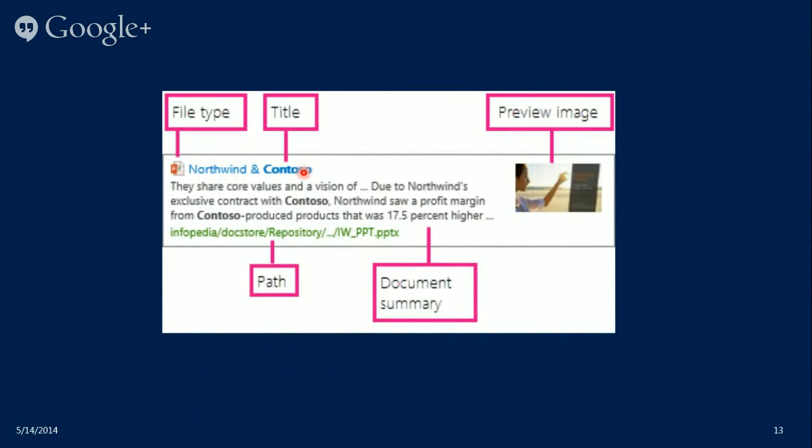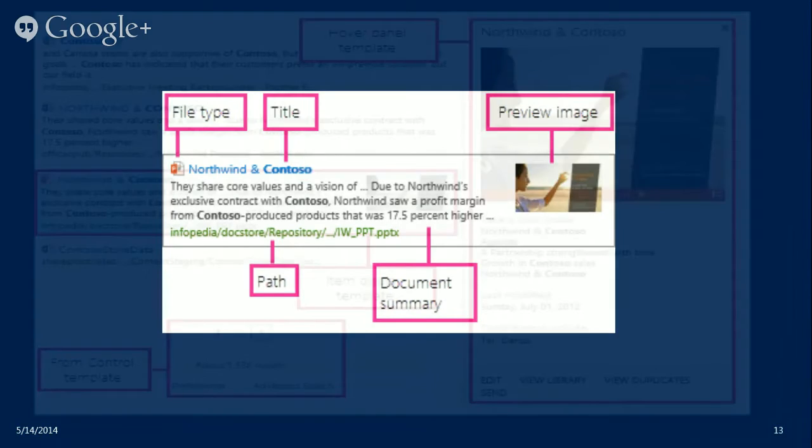So whenever SharePoint search results provide you a PowerPoint document, it will show you this much information: the file type, the title of that particular PPT, the preview image, the summary of the document, and the path or the URL.